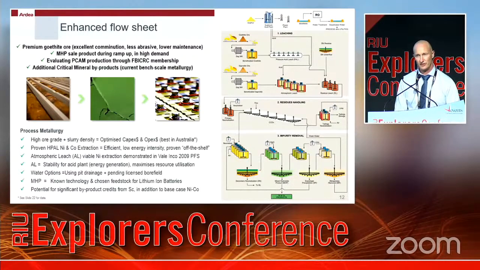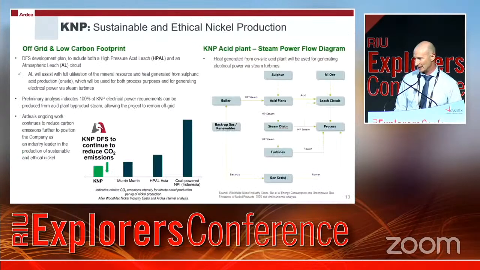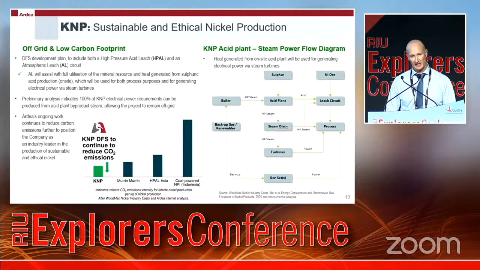In terms of our flow sheet, that's the figure on the far right, and we've enhanced that significantly. We've now got 2 1.5 million tonne per annum autoclaves and also an atmospheric leach circuit. The benefits of the atmospheric leach circuit are significant. They enable us to be off-grid and generate our own power from the excess heat. That excess heat helps heat up the whole process side and minimises our OPEX. The excess steam drives steam turbines and generates our power off-grid.